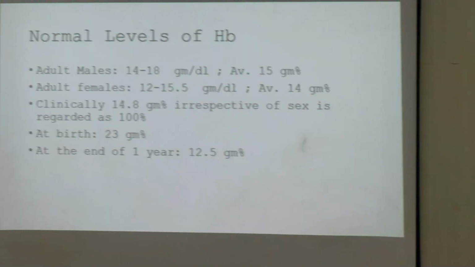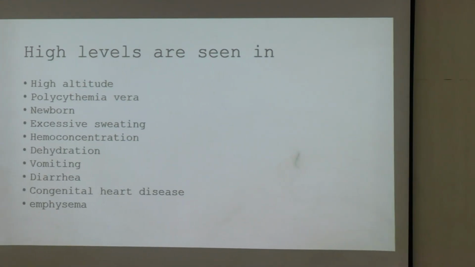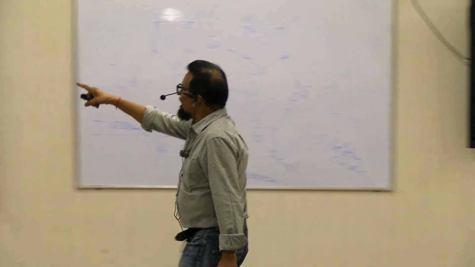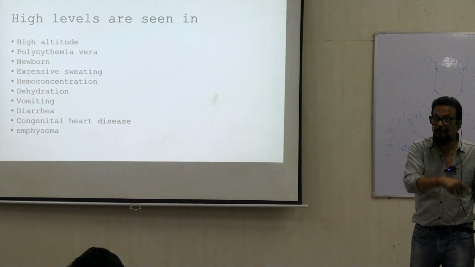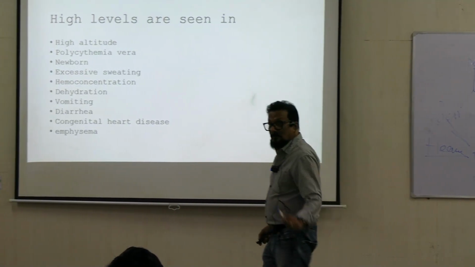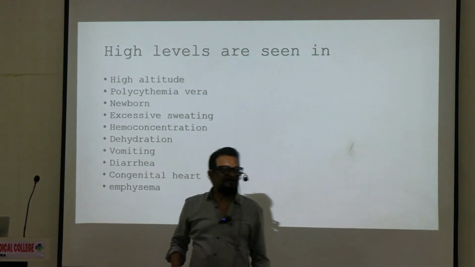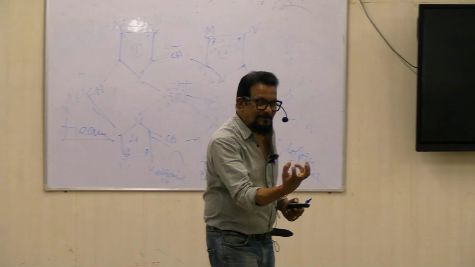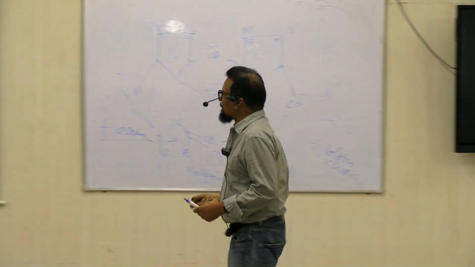Normal levels of hemoglobin were already discussed earlier, and high levels of hemoglobin are seen under these conditions. What are these conditions? High altitude, polycythemia vera. In newborns it is higher. And when there is excessive sweating, meaning water loss, the blood becomes concentrated, so hemoglobin per 100 ml also rises. So that is another condition.